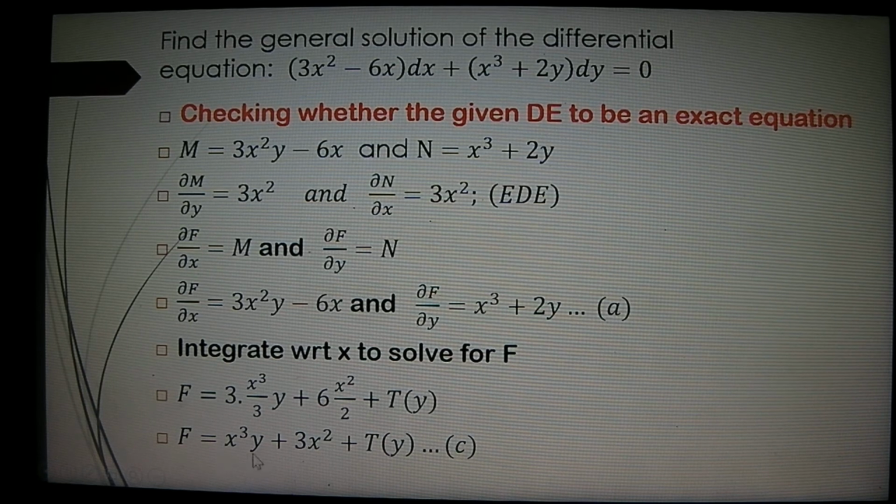F equals x cubed y, simplifying. So it will become our equation C. Differentiate the equation C with respect to y. So it becomes x cubed + t'(y), and it will be served as equation B. So therefore you have to equate A and B. So you have x cubed + t'(y), that is our equation B, equals x cubed + 2y, which is our equation A.